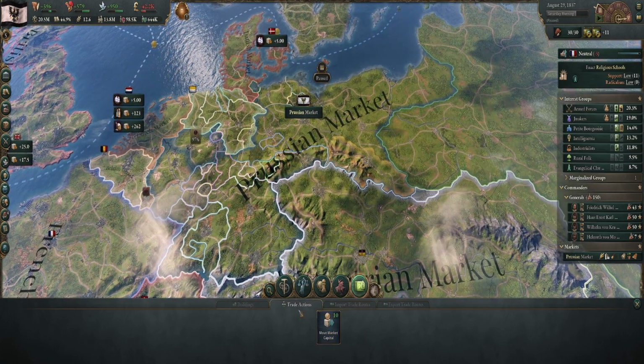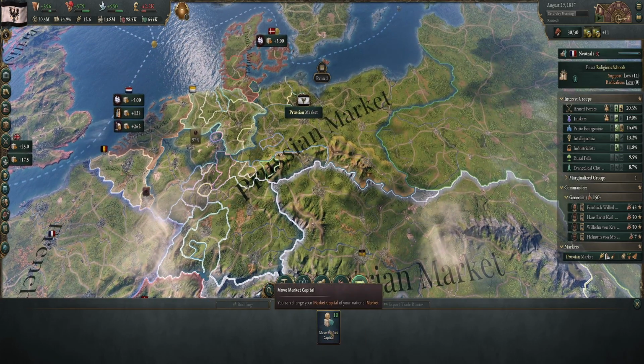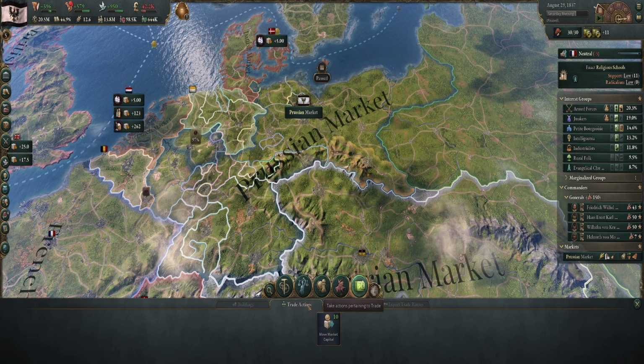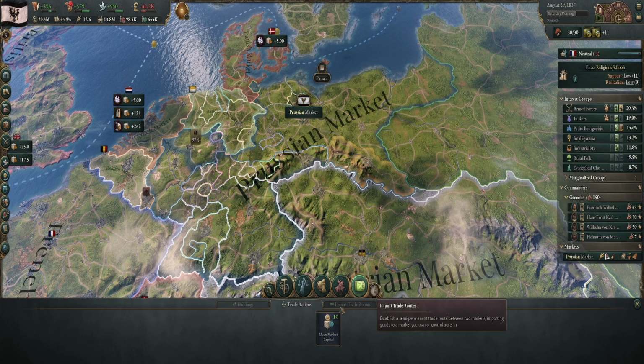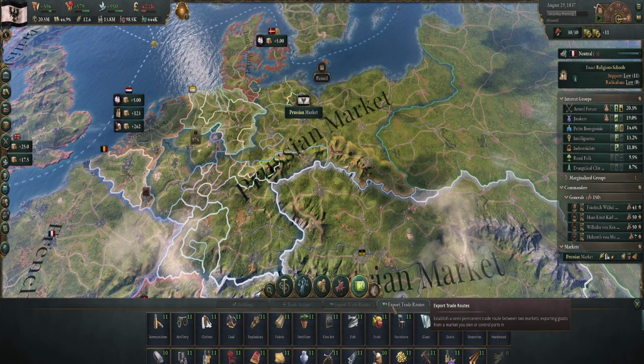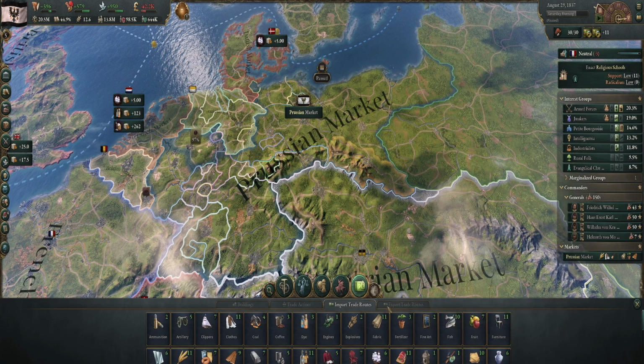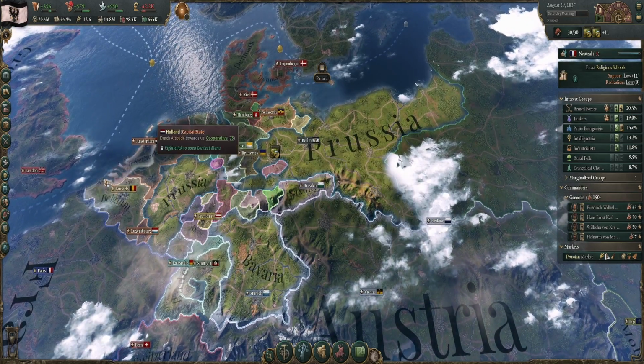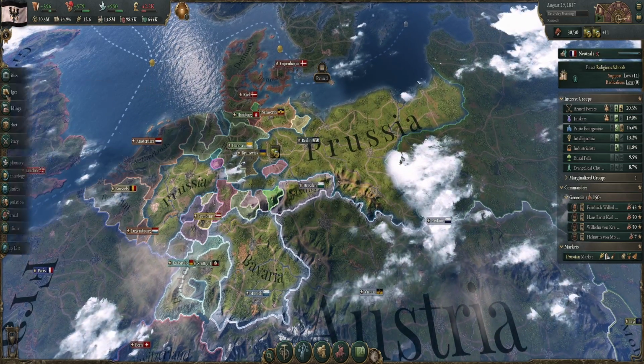You also have trade actions, which this one I don't really use, to be honest. I just don't really see the point of this. I mean, it potentially has its uses, but in general, you don't really use this tab here. Import trade routes you do, and export trade routes you do quite a bit. So there you go. And again, we'll go into the economy and trade section in a little bit more depth.